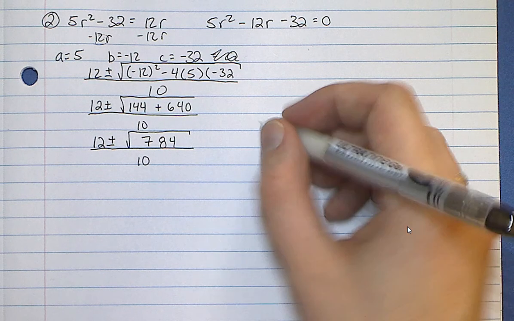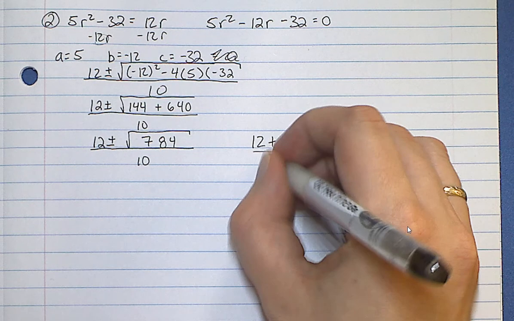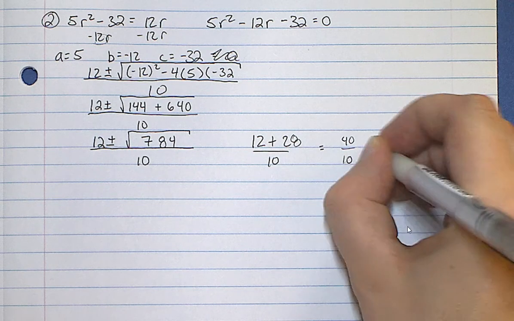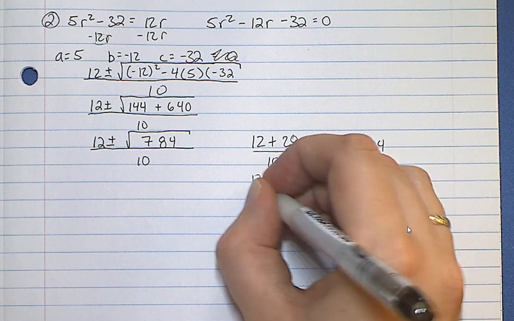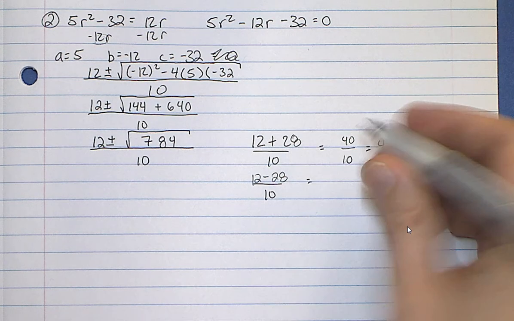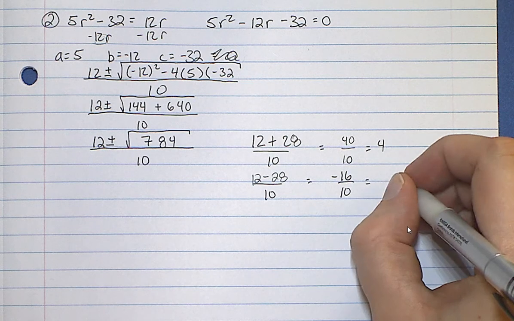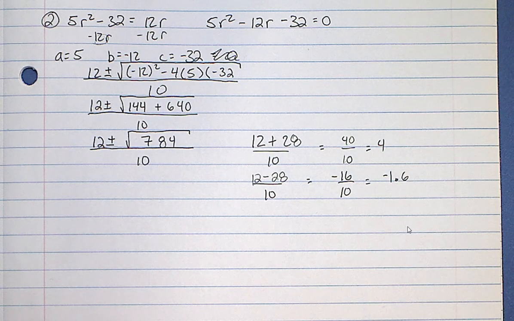So this is 12 plus 28, 40 over 10, which is 4. Or 12 minus 28 over 10, that's negative 16 over 10, so negative 1.6. It's actually negative 8 over 5, right. Negative 8 over 5 if you want to go with the fractions.